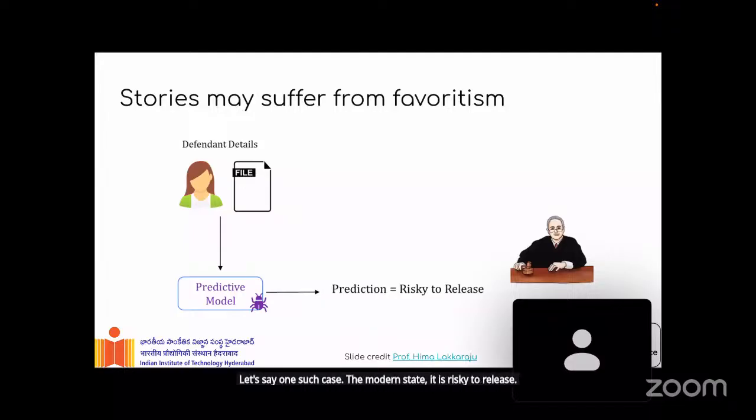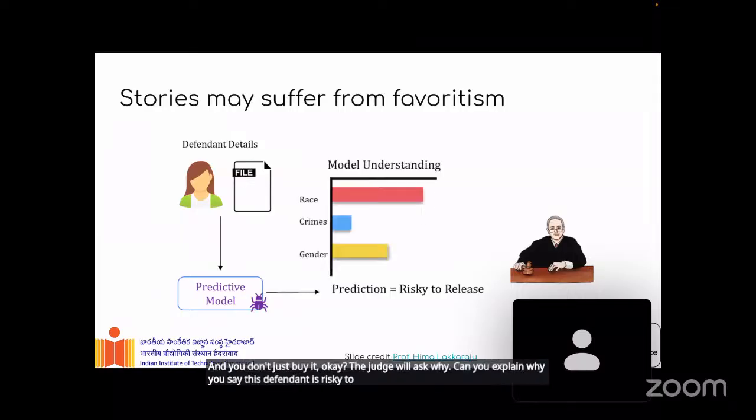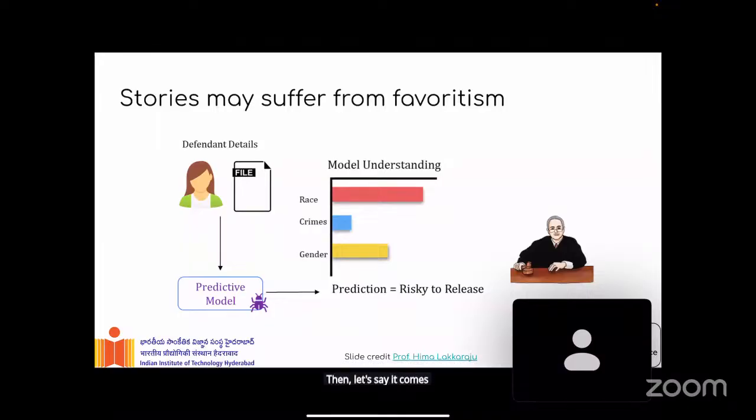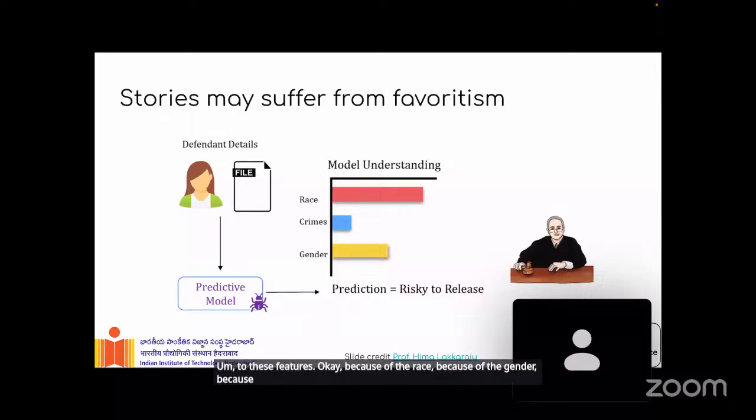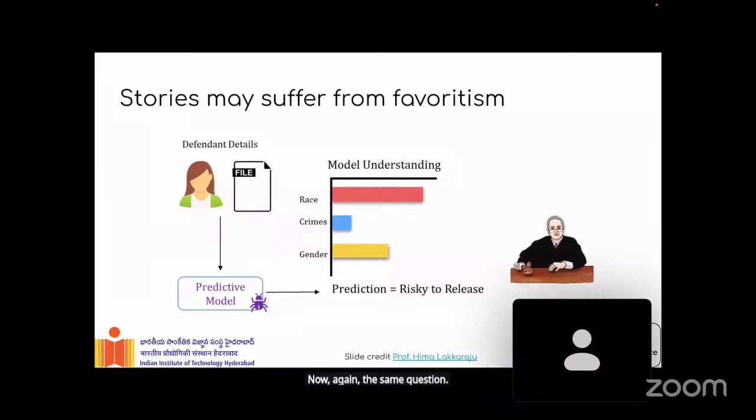Let's say in one such case, the model said it is risky to release. And you don't just buy it. The judge will ask why. Can you explain why you say this defendant is risky to release? Then let's say it comes out with a model explanation: because of the race, because of the gender. Also, the length of the bar indicates the weight assigned by the model to these features. Because of the race, because of the gender, because of the crimes, the AI algorithm thinks it is risky to release. Now, again, the same question: do you think this model is doing a good job?